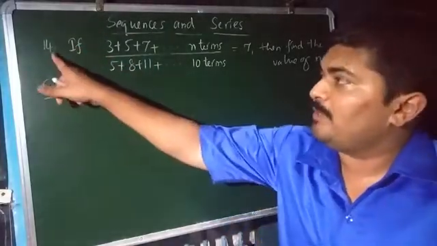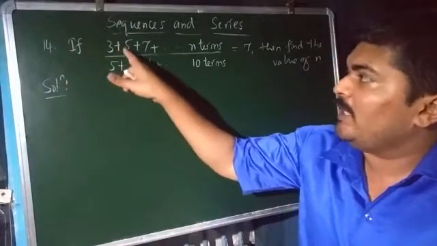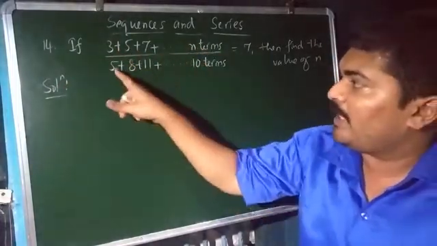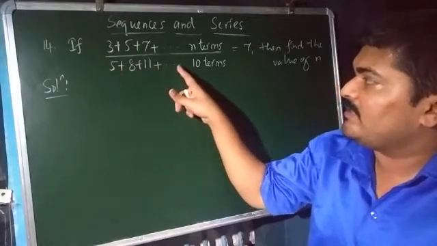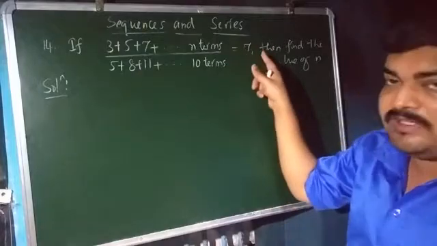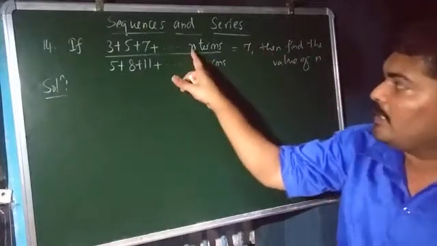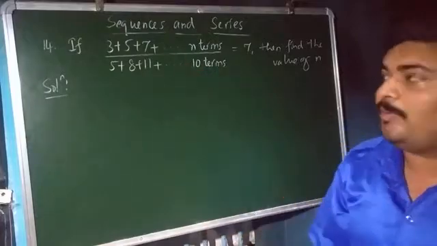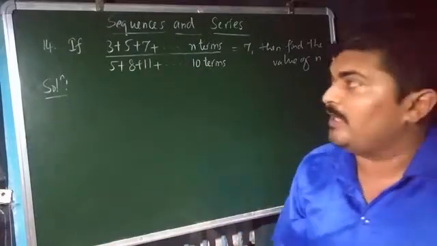Problem number 14 states that if (3 + 5 + 7 + and so on up to n terms) divided by (5 + 8 + 11 + and so on up to 10 terms) is equal to 7, then your task is to find the unknown parameter value n. Let us try to solve this problem utilizing the method of arithmetic progression.